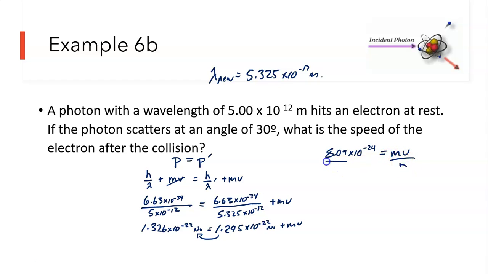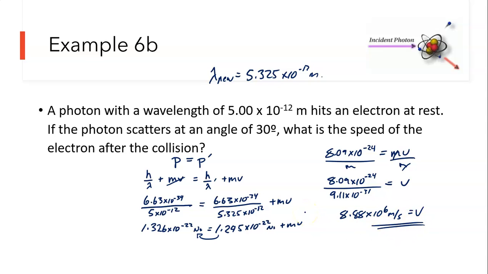Well, we're going to divide both sides by the mass of the electron. So 8.09 times 10 to the negative 24, divided by 9.11 times 10 to the negative 31 kilograms, means that 8.88 times 10 to the 6 meters per second is the velocity of the electron after the collision. And again, all we're doing here is using that law of conservation of momentum that we talked about earlier in the course.